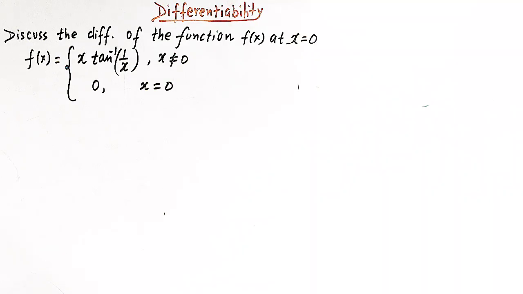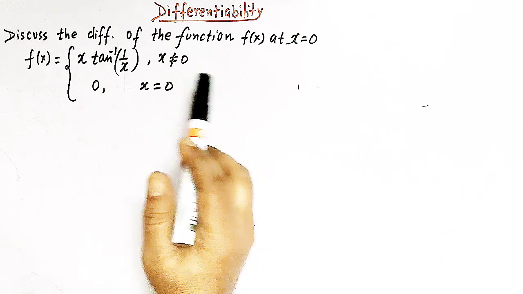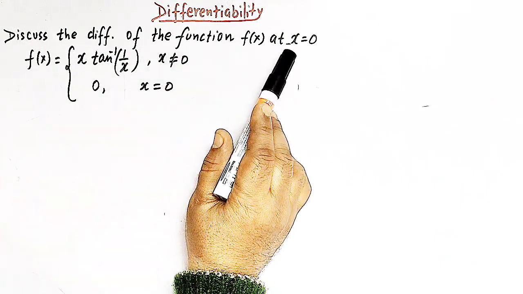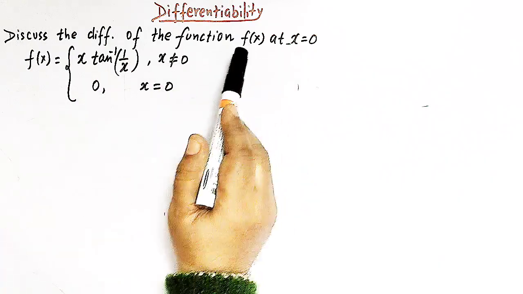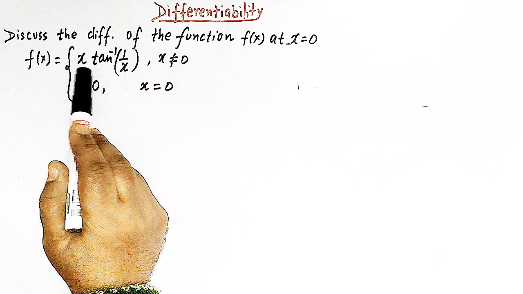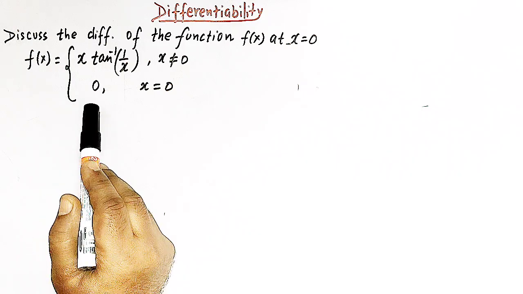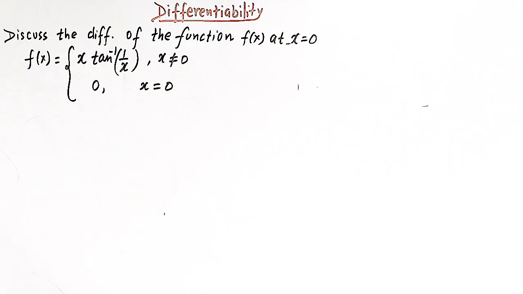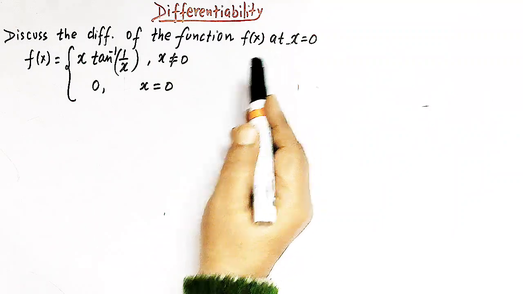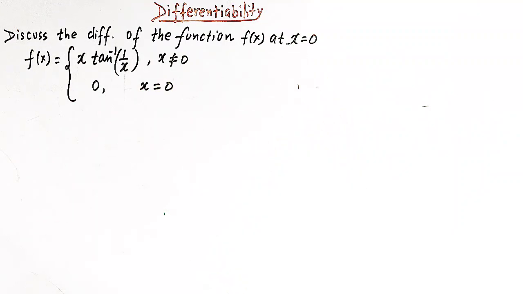Hello, viewers. In today's session, we are going to discuss another important problem from differentiability of functions. In this class, we are going to discuss the differentiability of this function f of x at this point x is equal to 0, where f of x is defined as x times tan inverse of 1 over x, where x is not equal to 0, and f of x is equal to 0 when x is equal to 0. So here we have to see whether this function f of x is differentiable at this point x is equal to 0 or not.